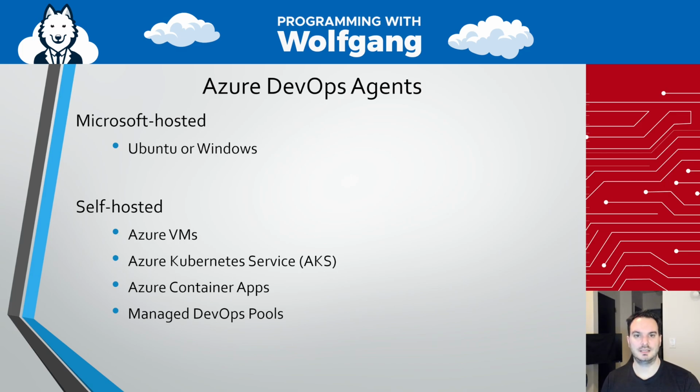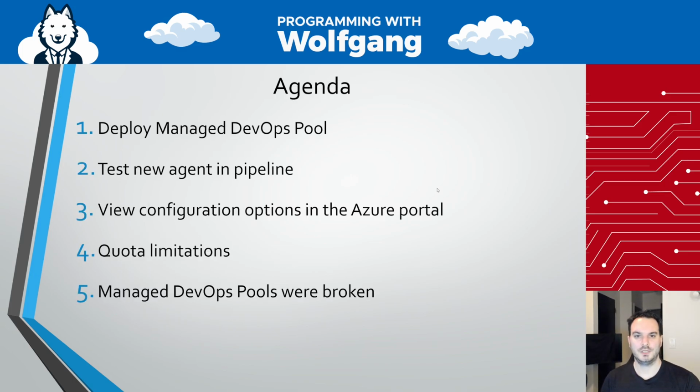And with this, let's take a look at what we're going to do today. First, we're going to deploy the Managed DevOps Pool. Then we're going to test it in the Azure DevOps pipeline and check that it works building with a Dockerfile. After this, I want to browse through the Azure Portal and show you all the options you have with the DevOps pools. Then I want to show you some quota limitations, because out of the box, they're quite limited, and you might have to raise a support request with Microsoft, and I will show you how to do this.